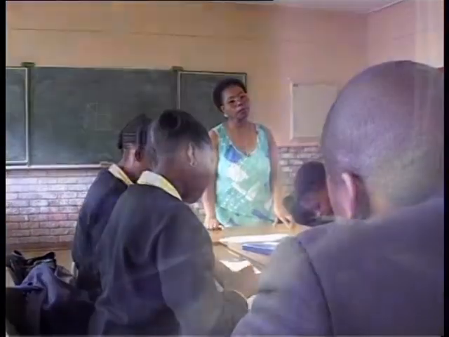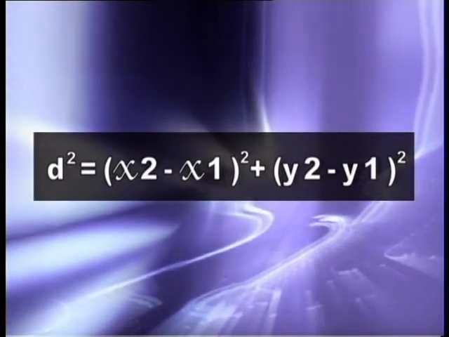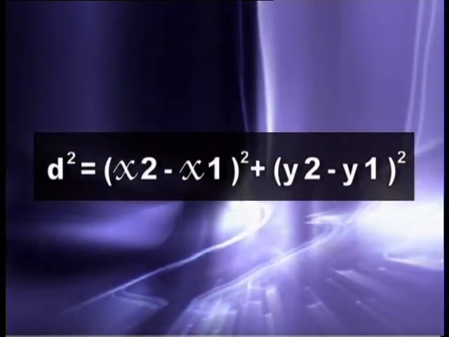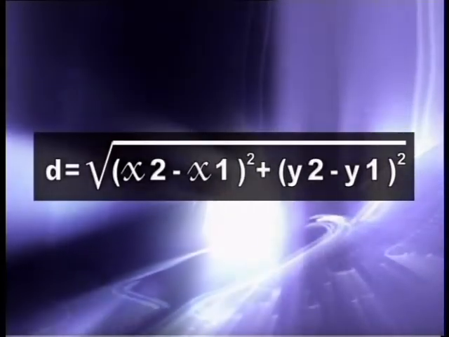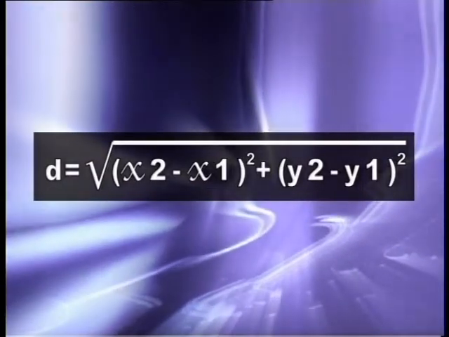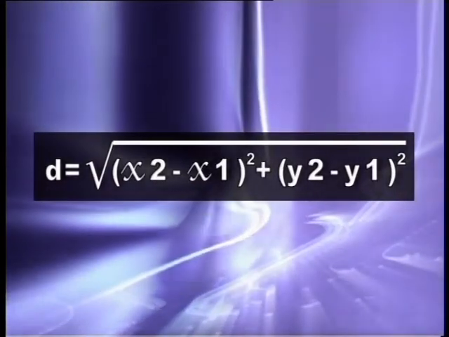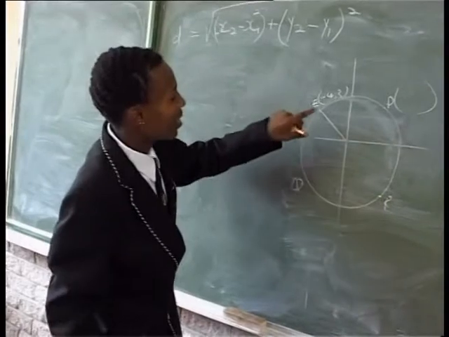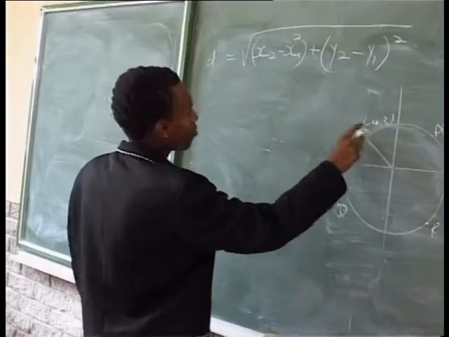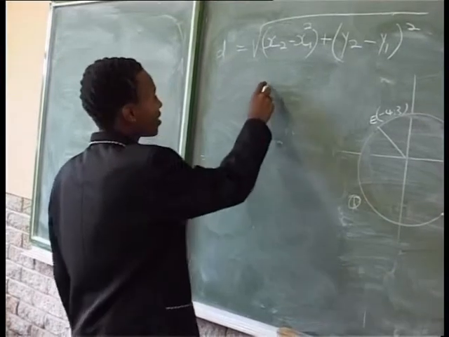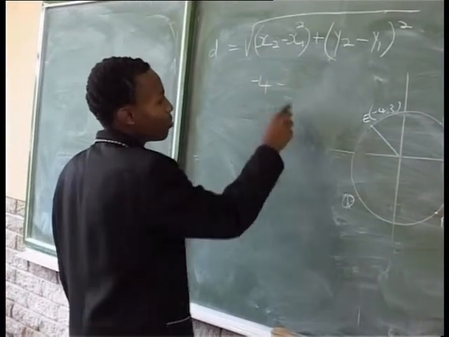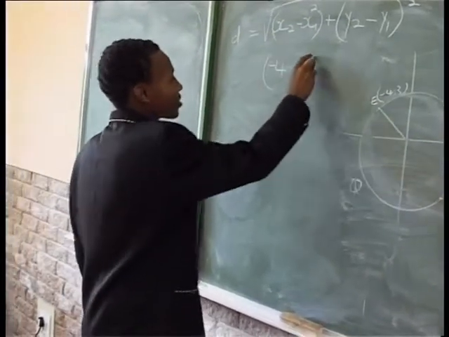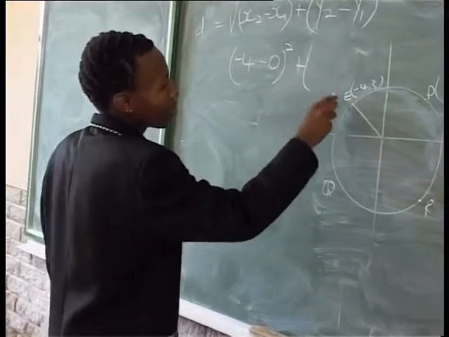The learners use the formula d squared is equal to the square of the difference between points x2 and x1 added to the square of the difference between y2 and y1. This means that d is equal to the square root of the square of the difference between points x2 and x1 added to the square of the difference between y2 and y1. A learner will now substitute these coordinates into this formula. Okay, this point -4 being my x2, then it will be -4 minus, okay, x1 will be 0, because the center of the circle is at the origin, the value of x1 and y1 is 0.